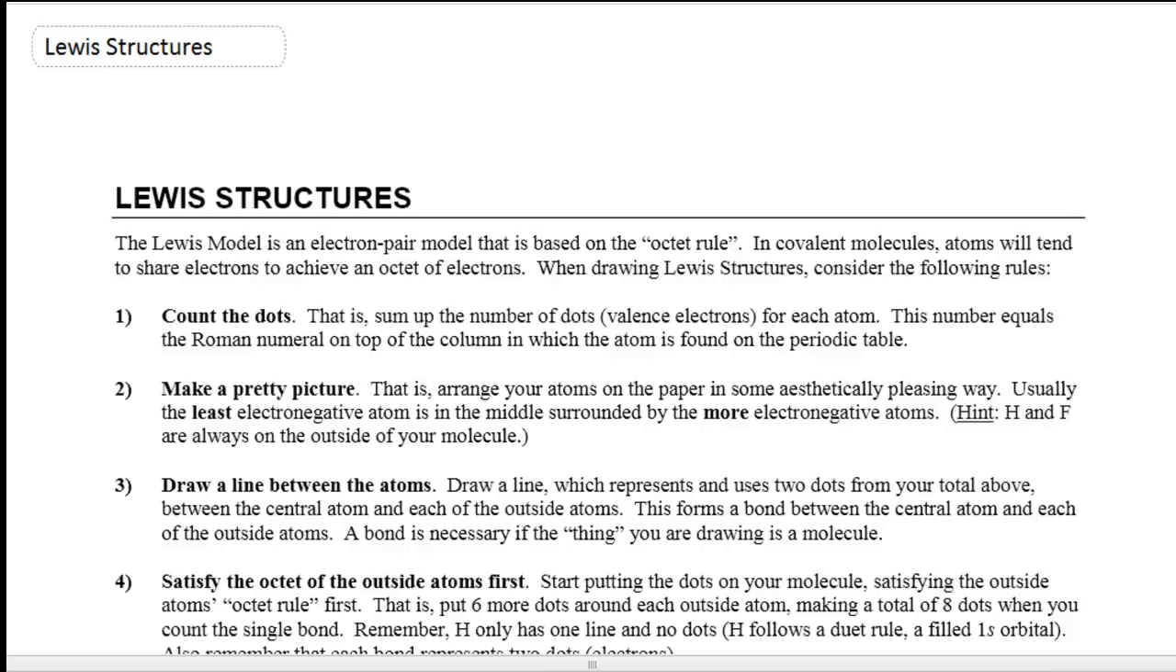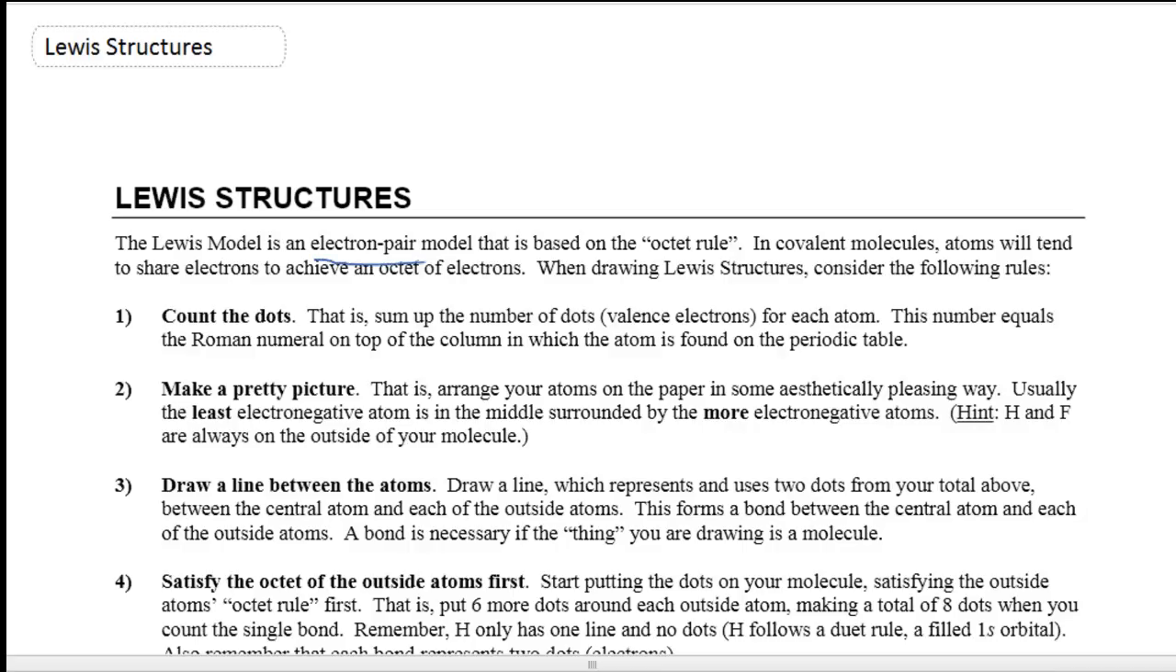And it is really the first early bonding model. And it works surprisingly well for how simple it is. So we're going to draw these for covalent molecules, molecular compounds, where electrons are shared. And so let's look at what the Lewis model is.